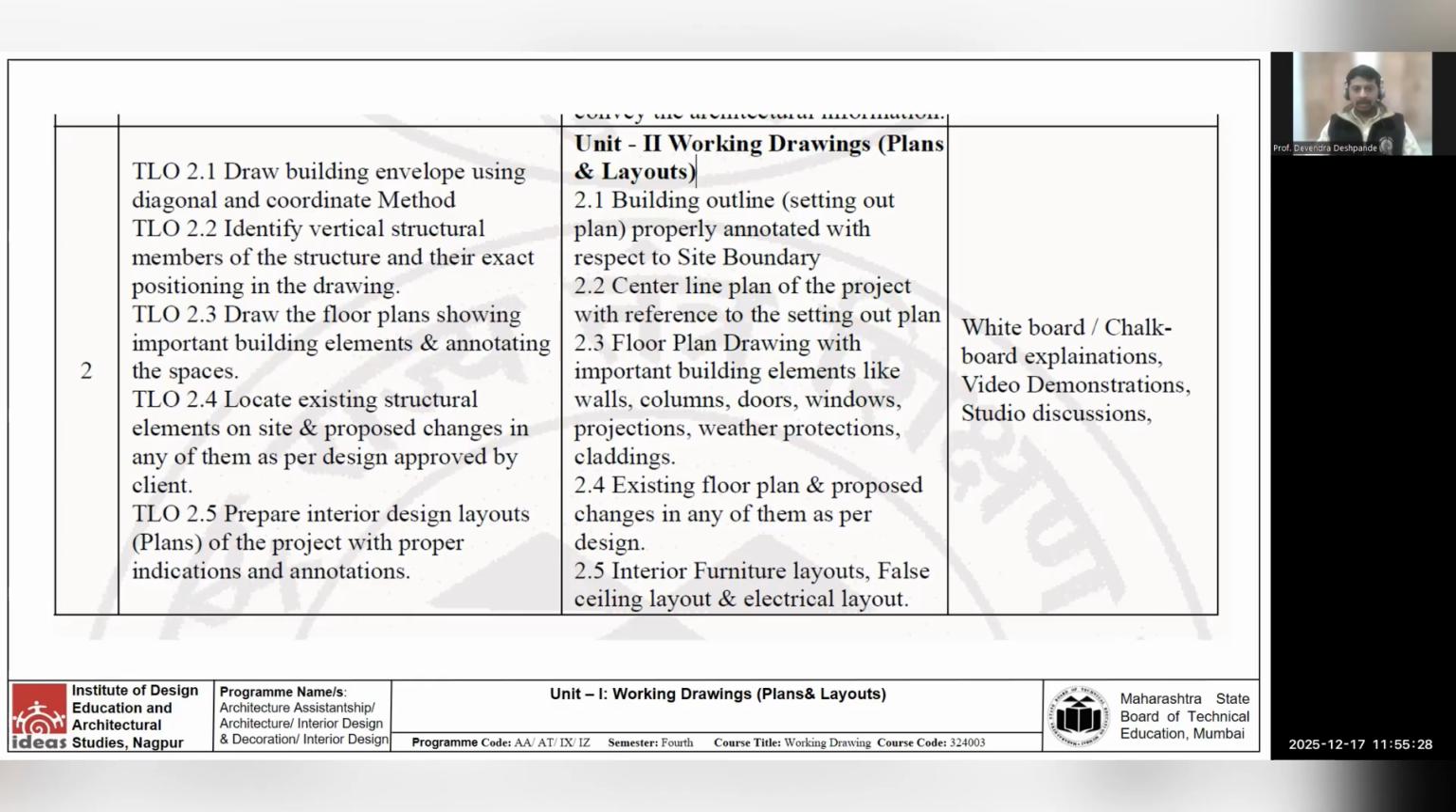Prior to that, we are going to work out the detailed floor plans, the locations of important building elements like walls, columns, doors and windows, projections, weathering projections, and claddings as well. Later we will take care of the centerline plan, foundation details, plinth level details, and so on. TLO 2.4 is to locate existing structural elements on site and propose changes in any of them as per design approved by the client.